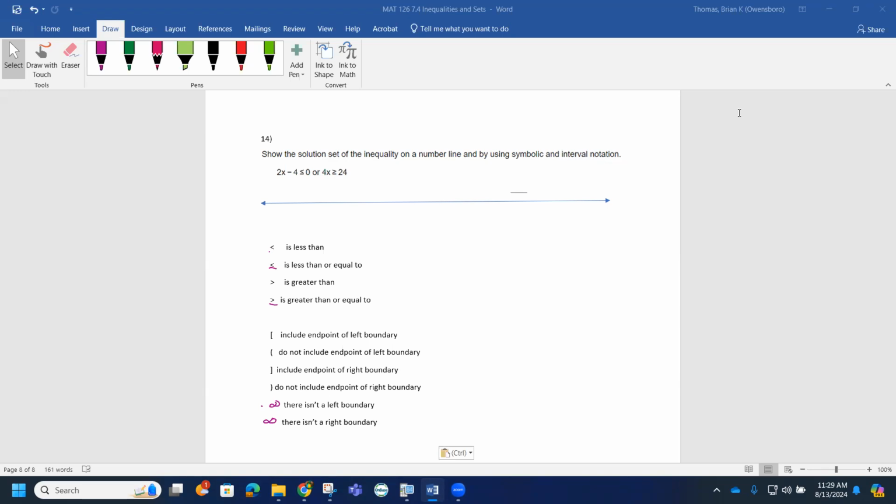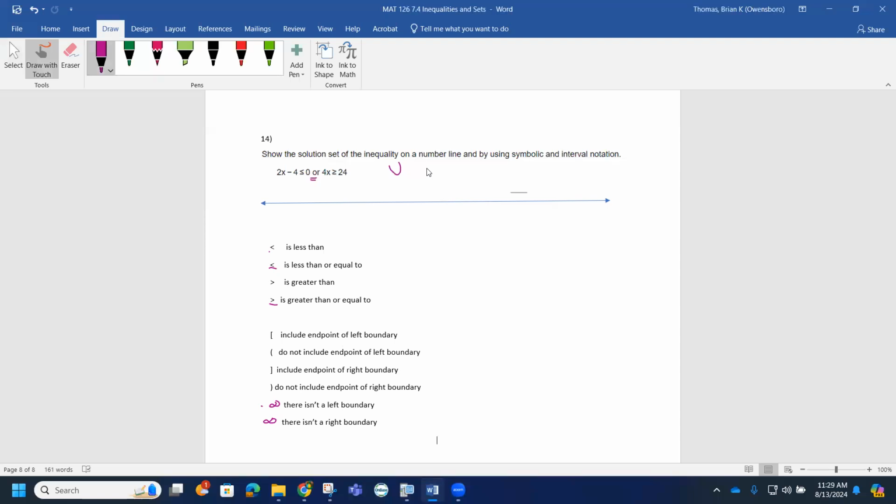So in question 14, again, it says, show the solution set of the inequality on a number line and also using symbolic and interval notation. So let's see where 14 takes us. Notice how this has the word or. The word or also implies what we refer to as union.